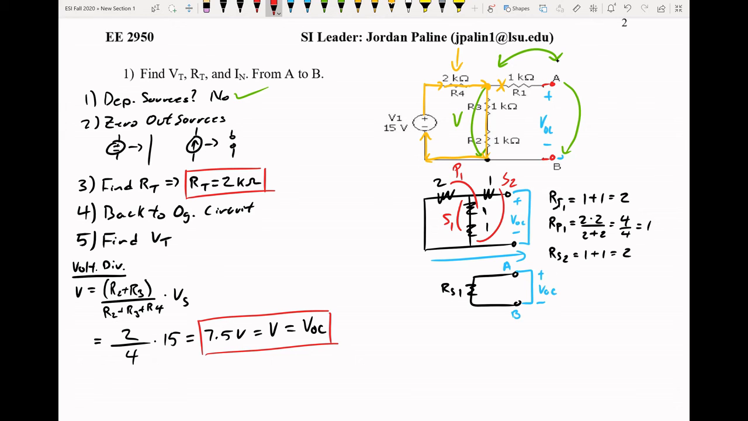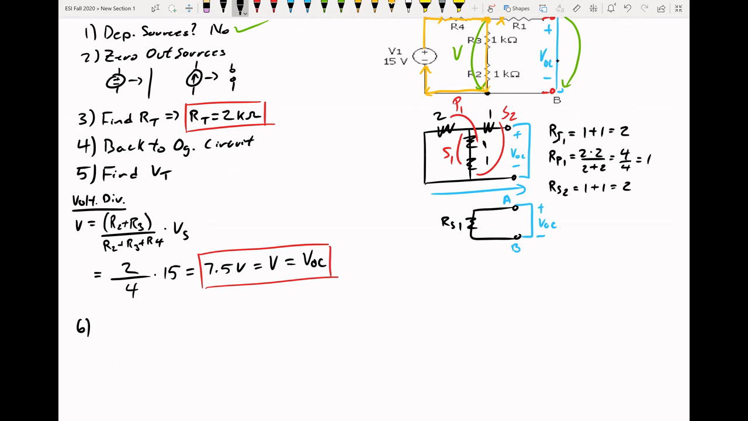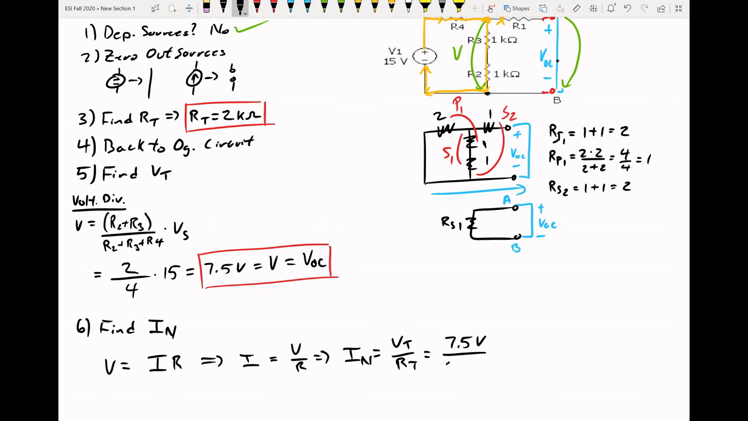All right, so we've got one of two options. We can either do the long, complicated way of dropping this wire here and then trying to figure out current division and do a lot more work than we need to, or we can just find I Norton by using V is equal to IR, rearranging, say I is equal to V over R, which in this case I Norton will be equal to V Thevenin over R Thevenin, which will be equal to 7.5 volts divided by 2 kiloohms, which I believe will come out to be 3.75 milliamps for I Norton.